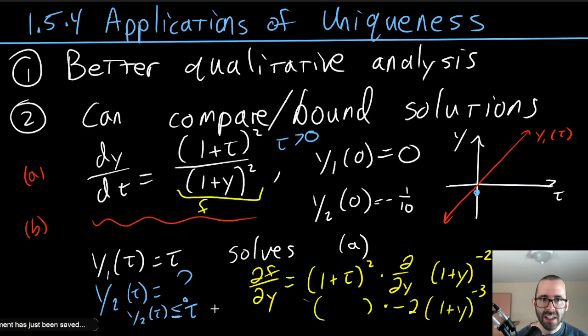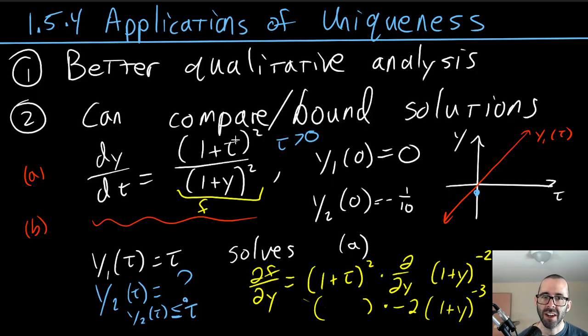Having access to uniqueness just gives you more information about a function that you may or may not be able to find by hand. And yes, this is actually separable. Yes, you could actually find this by hand. It actually would not be that hard to find an implicit version of it. It might be actually kind of hard to find an explicit solution.